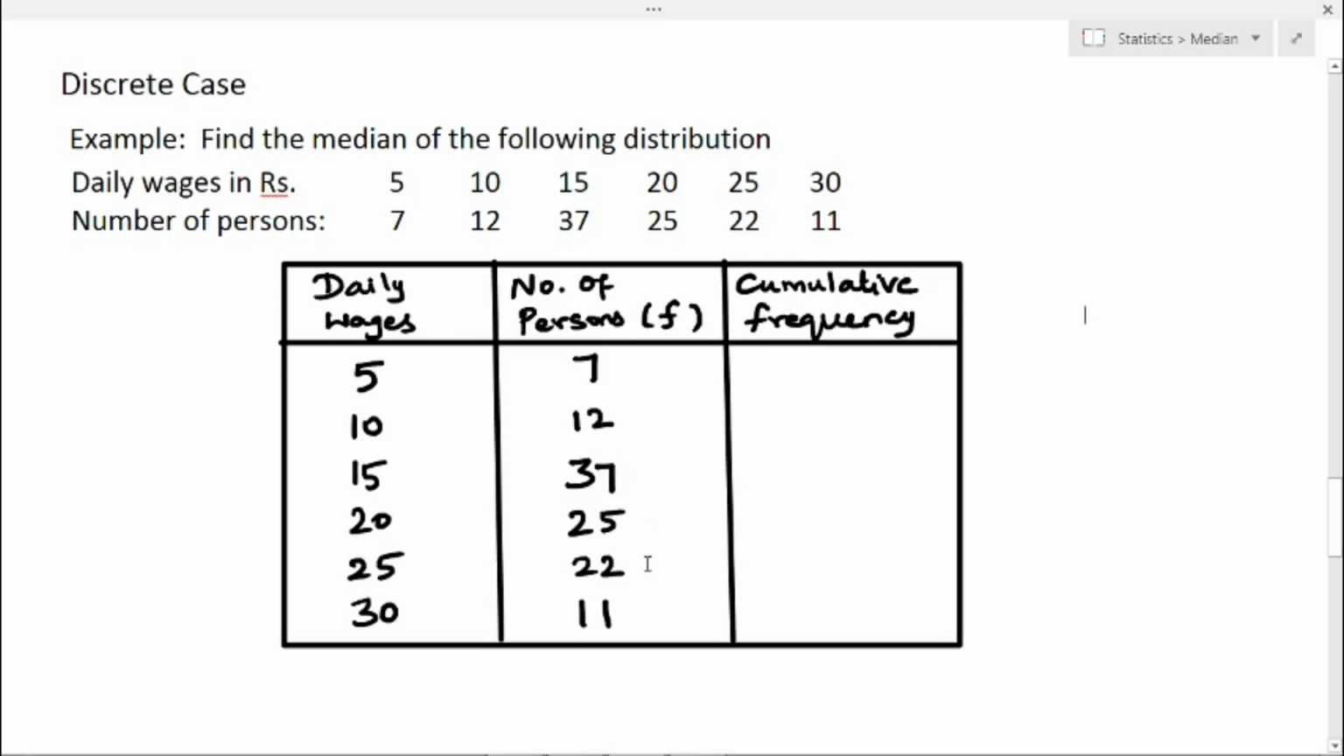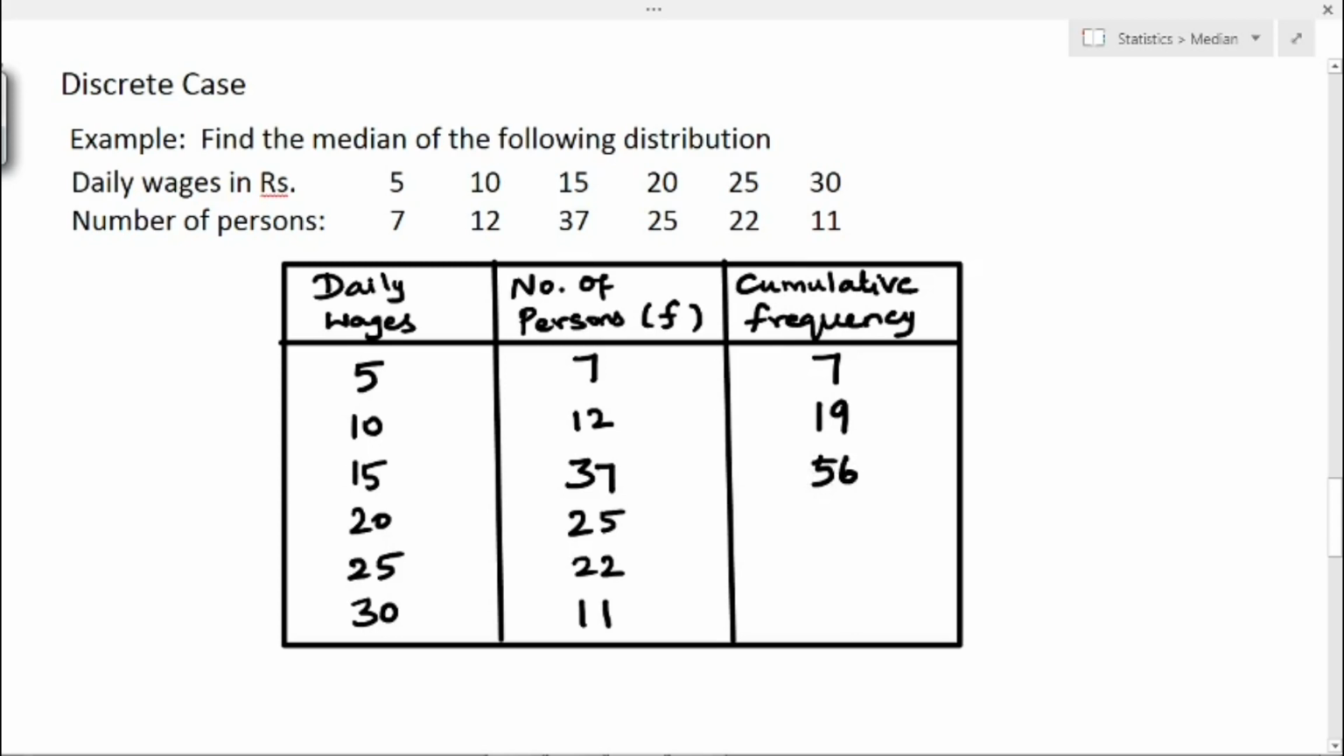Next step, we have to find the cumulative frequency. Cumulative frequency is nothing but adding the values. First value is 7, so we write 7 here. Then we add the next value, 12: 7 plus 12 is 19. Next we add this 19 with the next value: 19 plus 37 is 56.